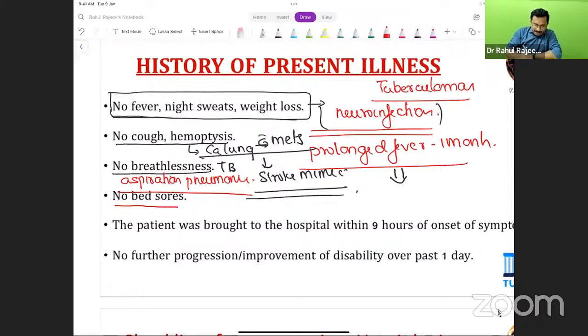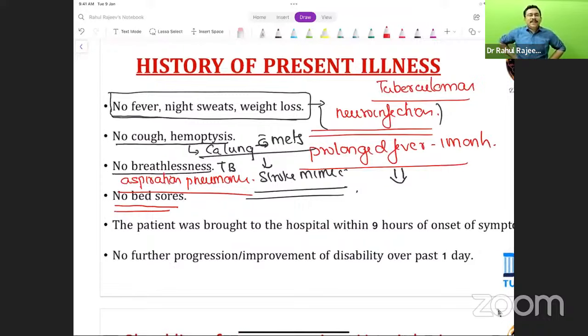Then you have to ask history of any bed sores. Why? Because, see, in this case, only one day is over. So no chance of any bed sore. I agree. But it is important to ask in a stroke, in a hemiplegia case. When the patient is there for some time, there may be a chance of bed sore. Suppose the case you are getting in your exam is a patient who has been admitted for 3 weeks in the ward. He might have developed a bed sore.